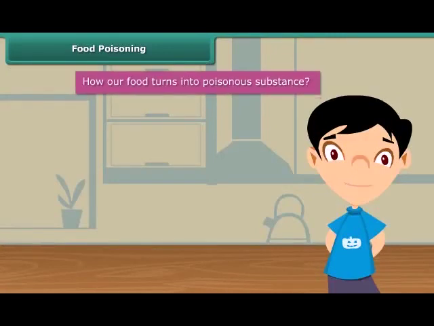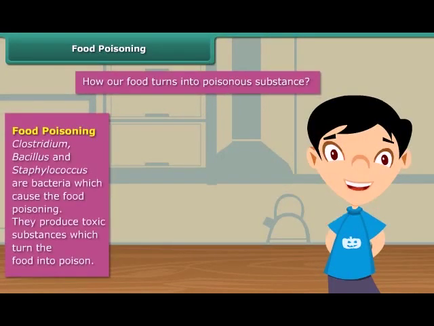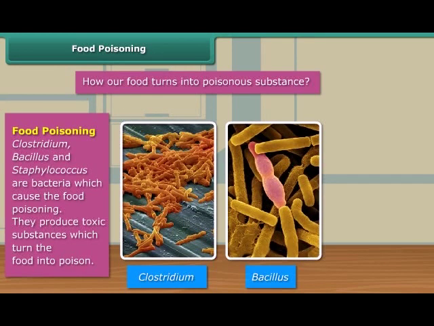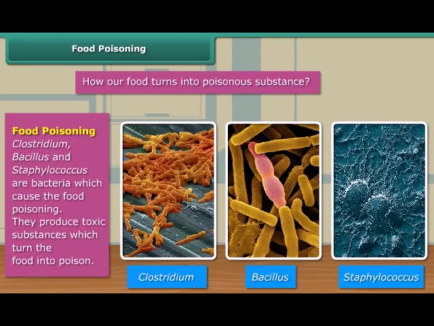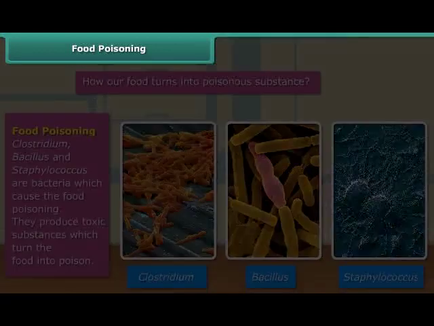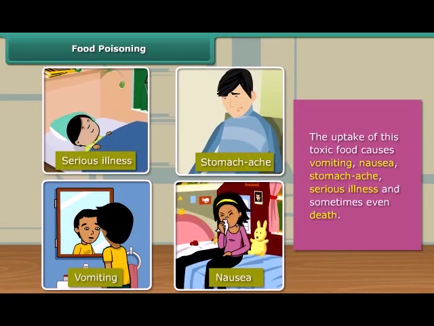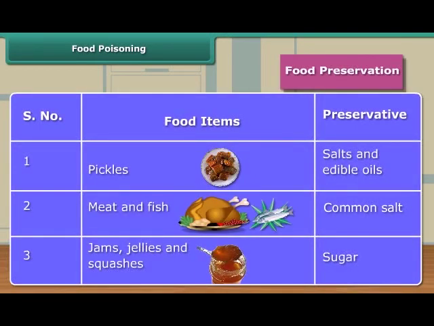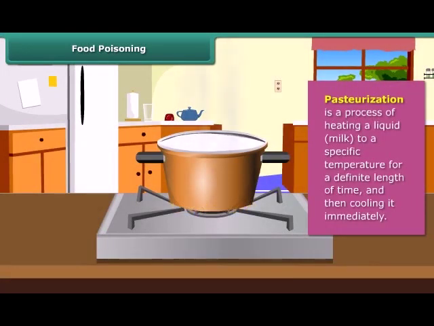Friends, in summer season, if food is lying in the open for a longer duration, the food turns stale and finally into a poisonous substance. The cause of this is again the same, bacteria. There are some bacteria like Clostridium, Bacillus, and Staphylococcus which cause food poisoning. This food causes harm to us. We can preserve our food by some methods as listed below. We use the pasteurization process to preserve milk.